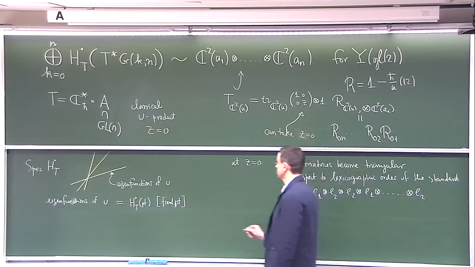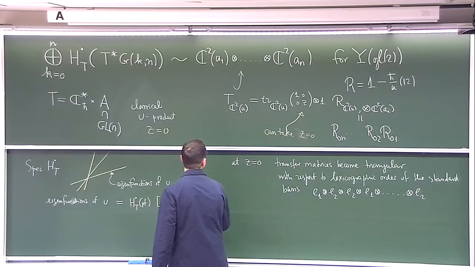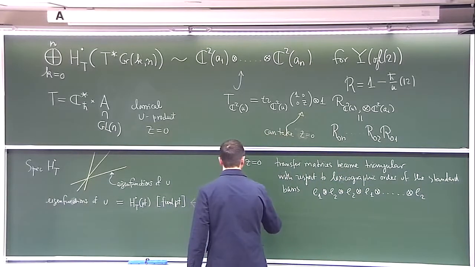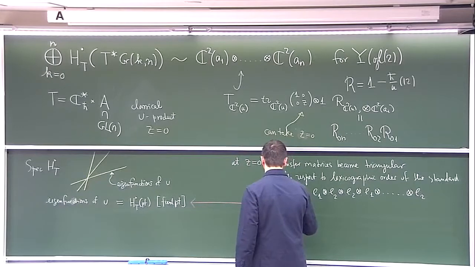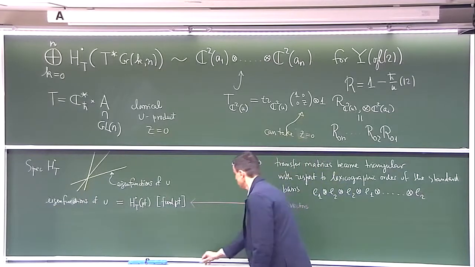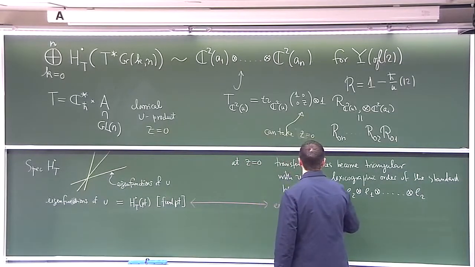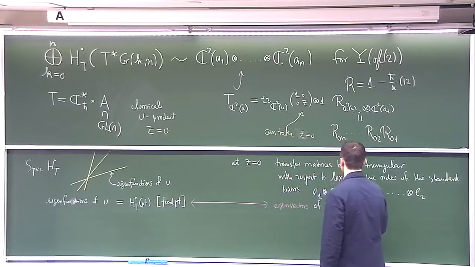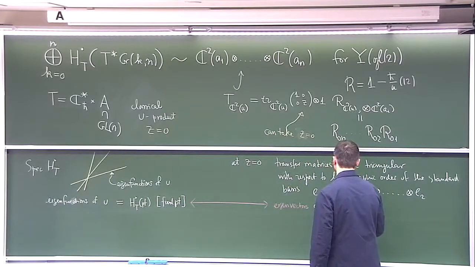So the fixed points correspond to eigenvectors of transfer matrices of T at z equals 0.